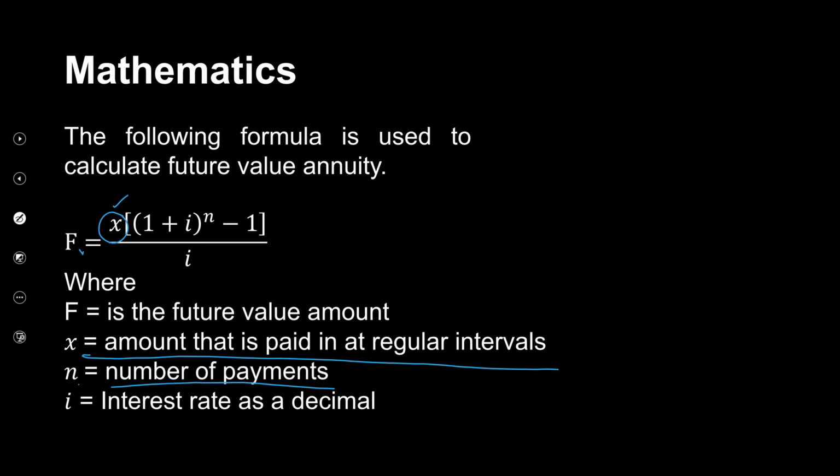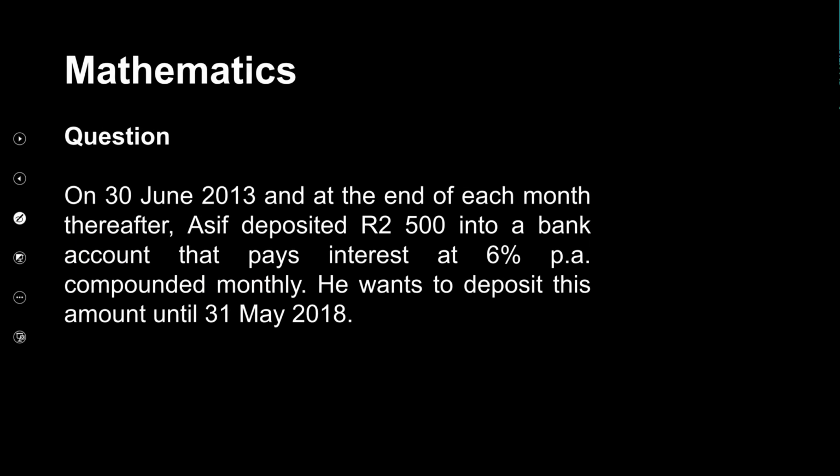Number of payments, because it's not always in years, right? Because it can be at times months. It can be quarters. It can be half yearly. And then the last thing will be the interest rate as a decimal. So if I give you 20%, you know this is the same as 0.2, and then you will divide it by the compounding period at that particular time.